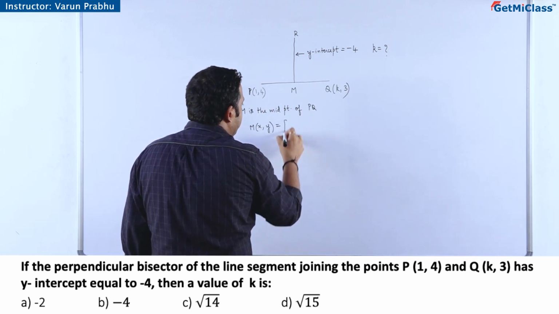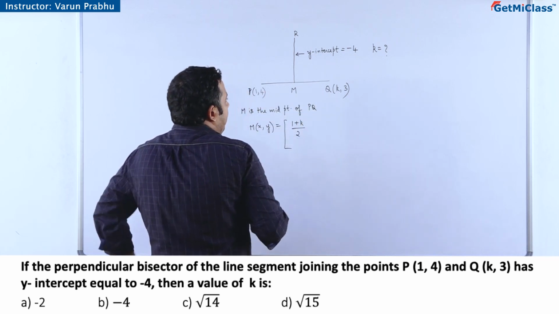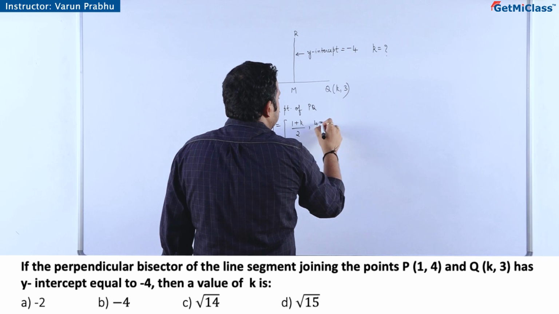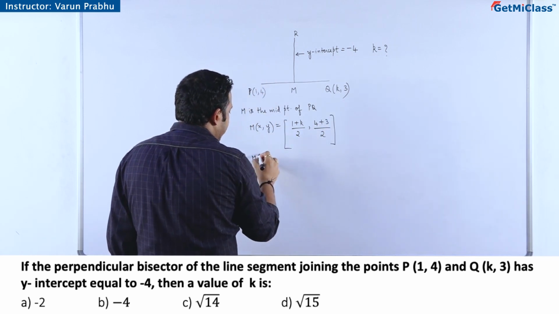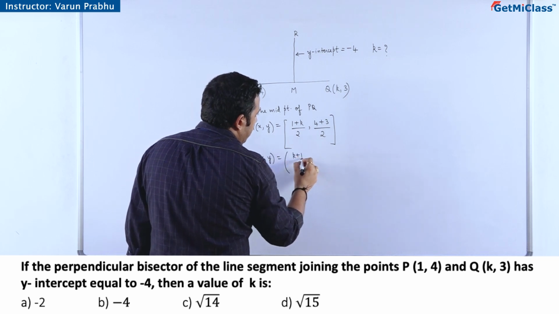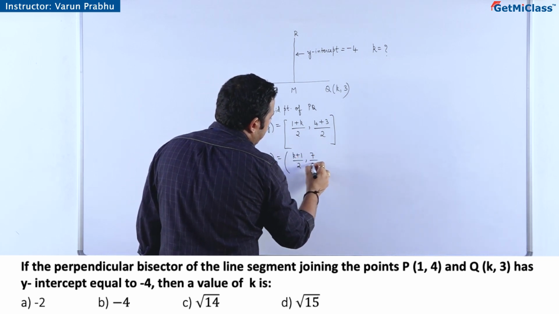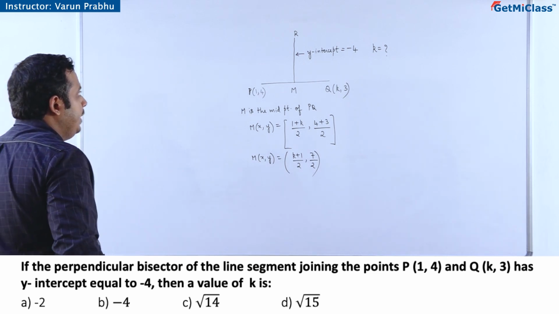So using the midpoint formula, what is the midpoint formula? x1 plus x2 by 2, correct or not? Take the average of the two vertices, 4 plus 3 divided by 2. So I can say M(x, y) is equal to (k plus 1) divided by 2, 7 divided by 2.